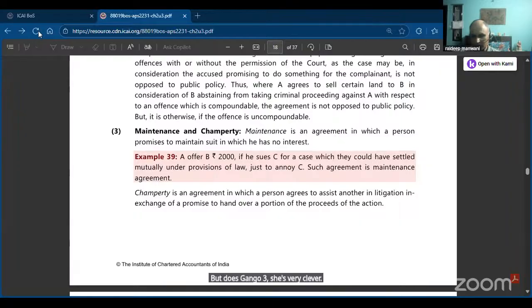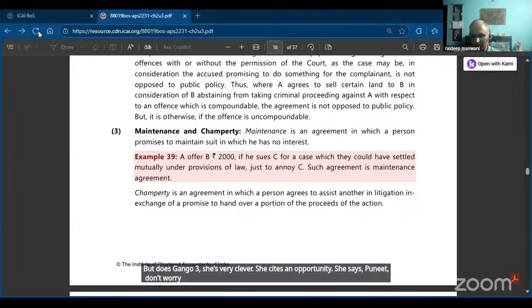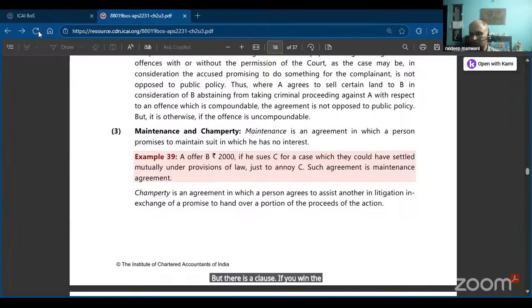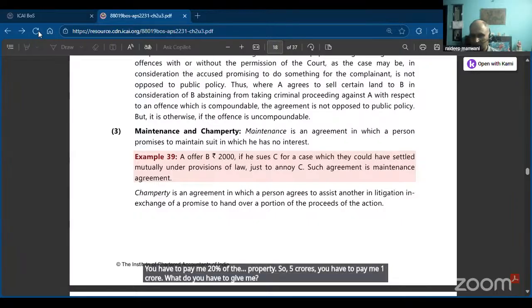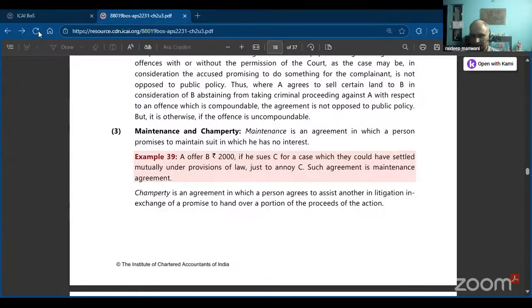She sees an opportunity. She says, Puneet, don't worry. You fight the case against him. I will pay you the money for the case. We'll enter into an agreement. But there is a clause. If you win the case against your brother Dhanush, you have to pay me 20% of the property. So on 5 crores, you have to pay me 1 crore. This is called a champerty agreement. Now I'll make him read the definition, then you'll understand it better.